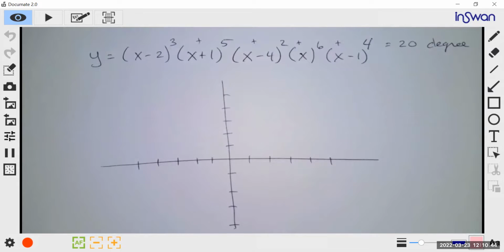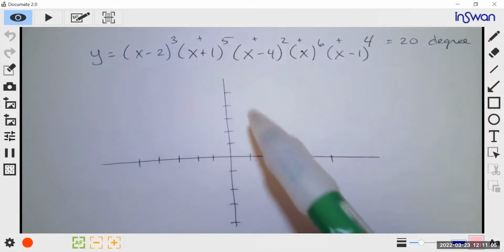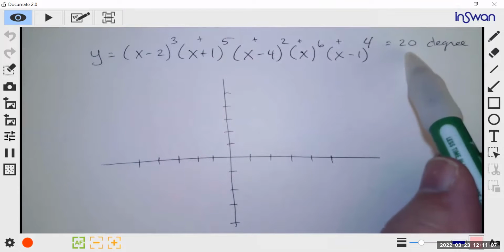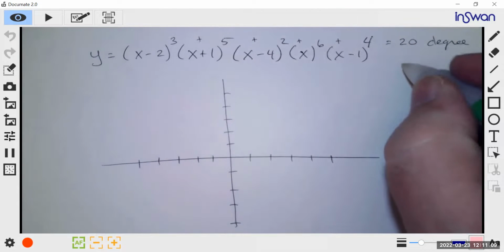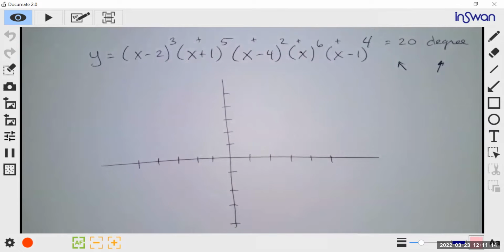So what does that tell us? If the degree is even, what does that tell us? The degree tells us whether both ends point up or down or opposite. Since the leading term is positive and the degree is even, both ends point up.